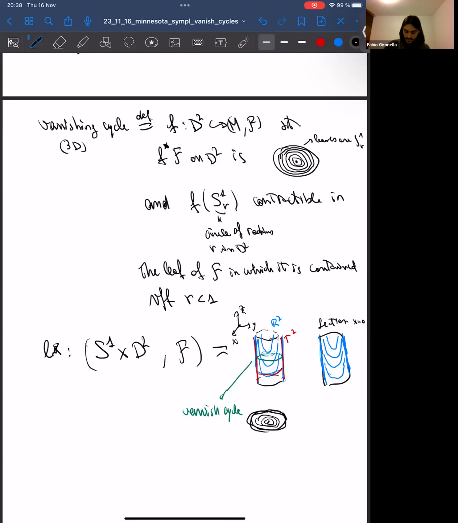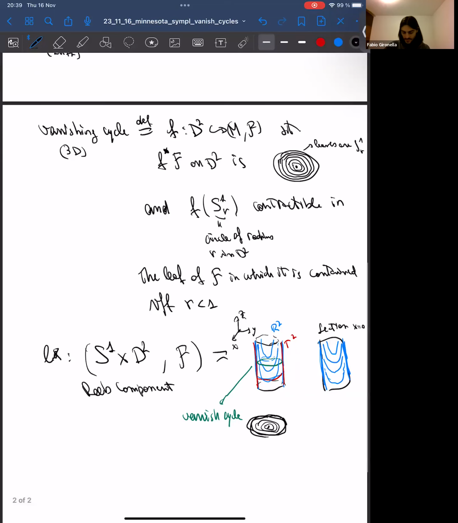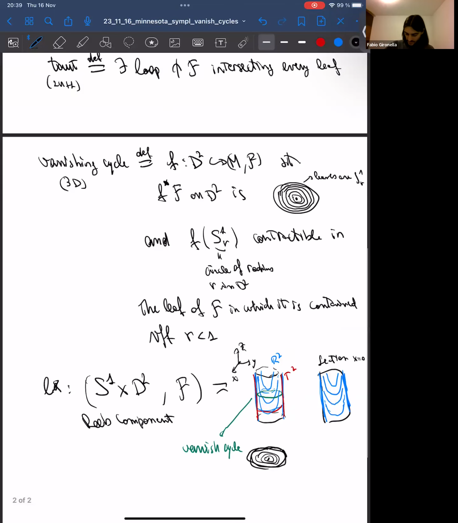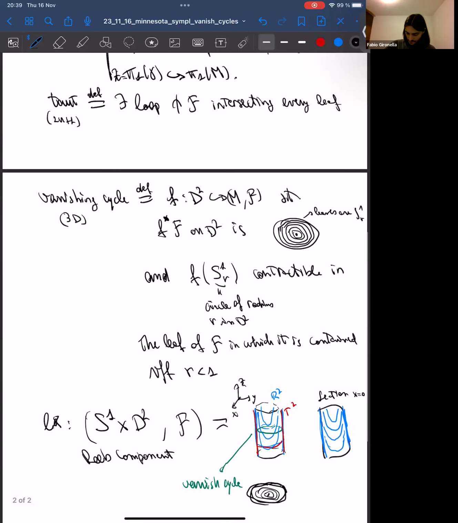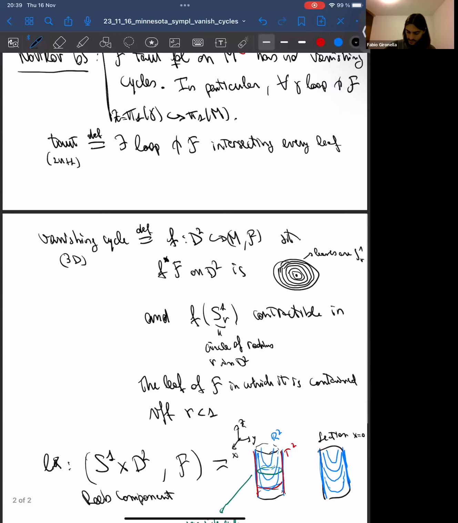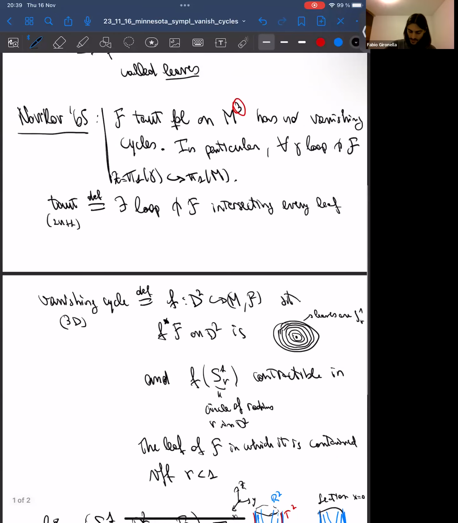Okay, in fact, it's not a coincidence that I'm doing this example, because every time we have a vanishing cycle in dimension 3, this implies that there's a rib component like this. So this is called the rib component. But okay, this is not a trivial result. I'm just mentioning it so you know. Yeah, so these are the objects in this result, and the idea is exactly that.